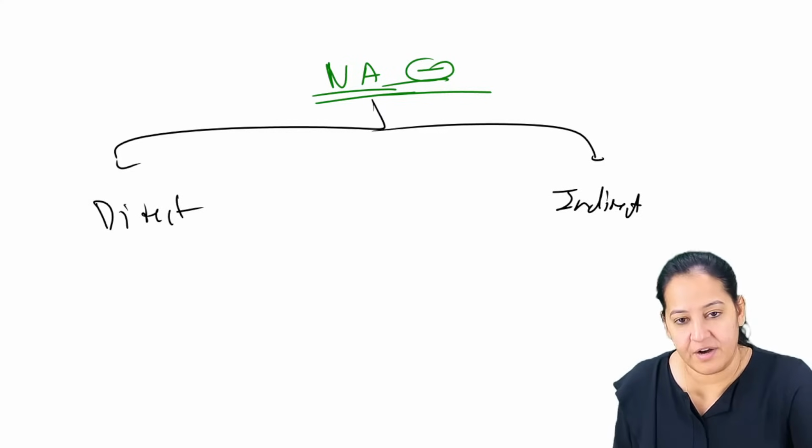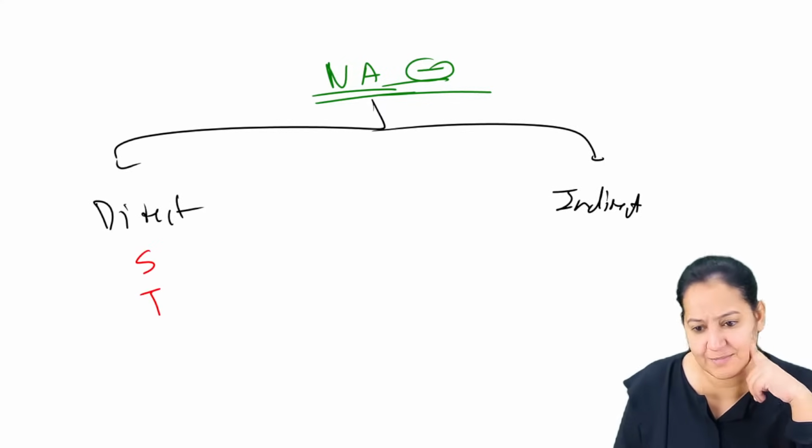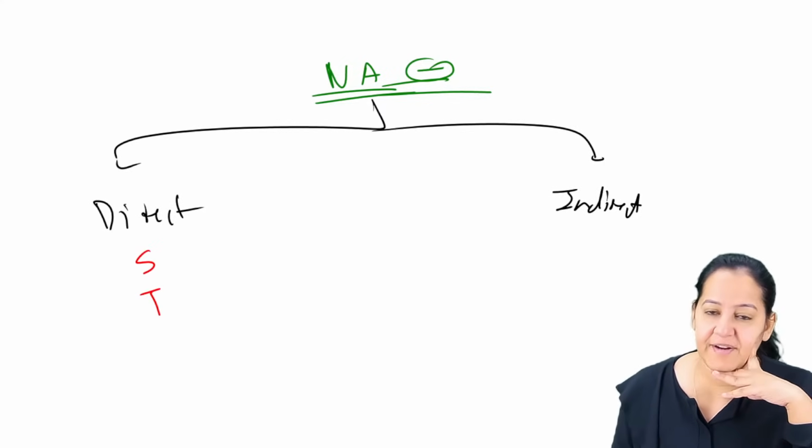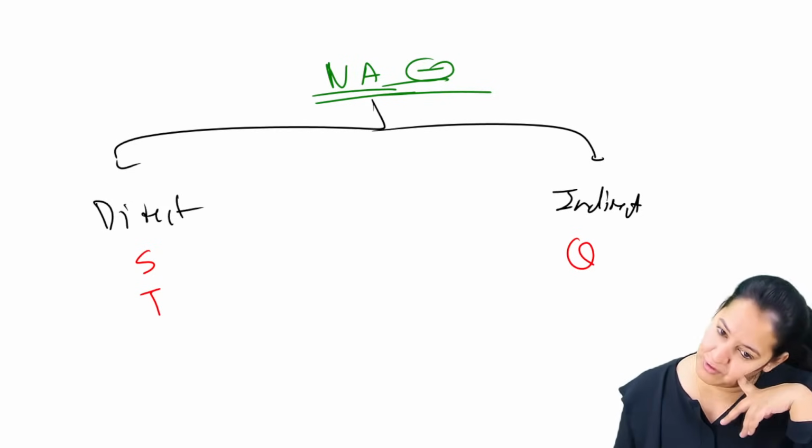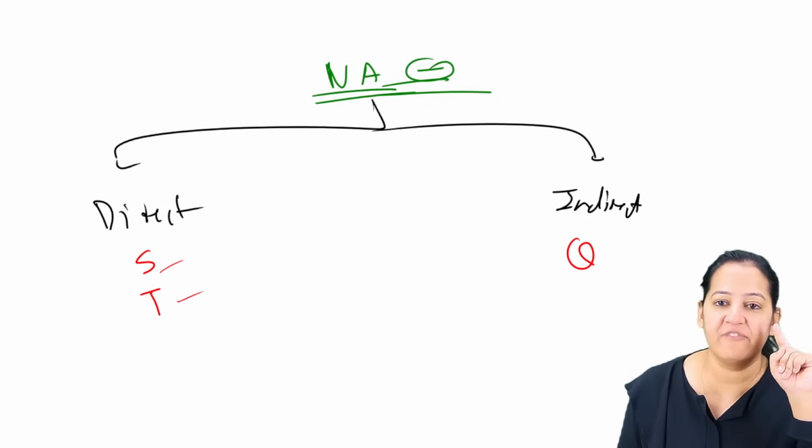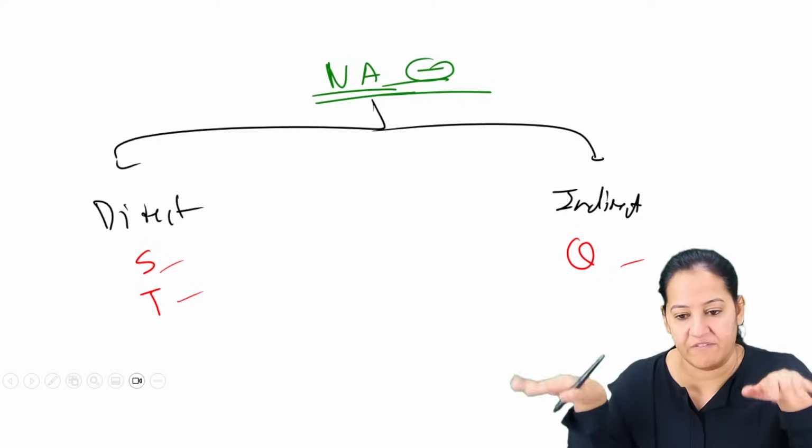In the direct inhibitors, there are 2 drugs, sulfonamide and trimethoprim. I will explain both right now. And in the indirect inhibitors, there are quinolones, fluoroquinolones. I will explain that also right now. In the next 15-20 minutes, we are going to cover these 3 drugs.